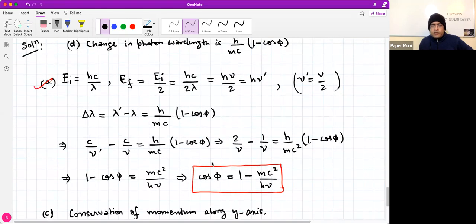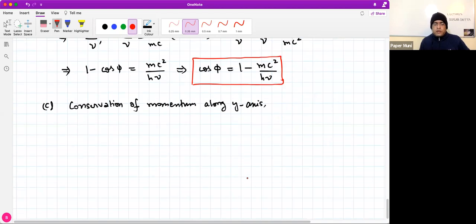This was the important step here, this one. And then using this, we get this result. All right. Now the conservation, we already know this, we did the conservation of momentum along the y and x axes. The x axis is a complicated equation, but along the y axis we have a clear ratio of both the momentums. So that's why we are using this one.